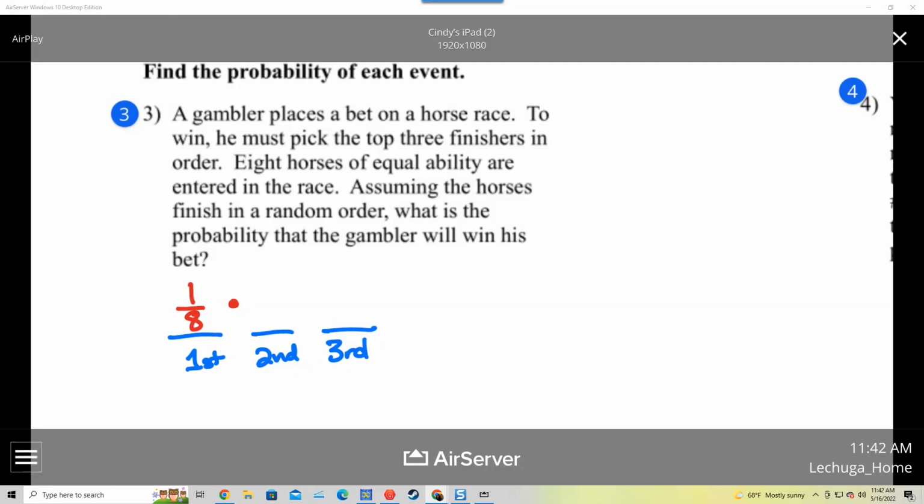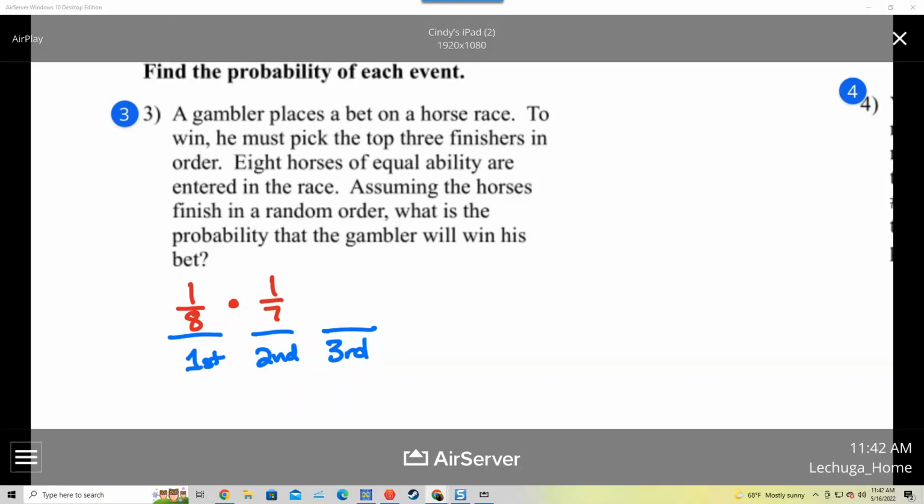Now, since I'm going to assume I already correctly guessed the first one, which gave me a 1 in 8 chance. Obviously, I'm not going to guess that same horse to come in second place, right? Because I'm trying to guess all of them correctly. So whoever I guess first is not going to be part of my sample set. So now that leaves seven horses to pick from. So the chances that I guess the second one correctly is going to be 1 in 7, considering that I got the first one correct.